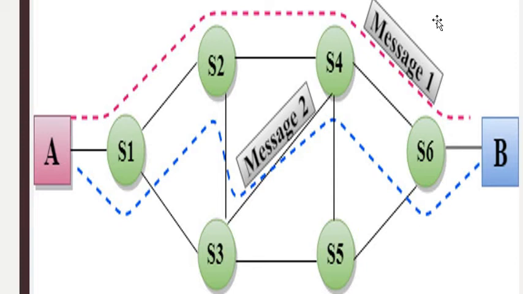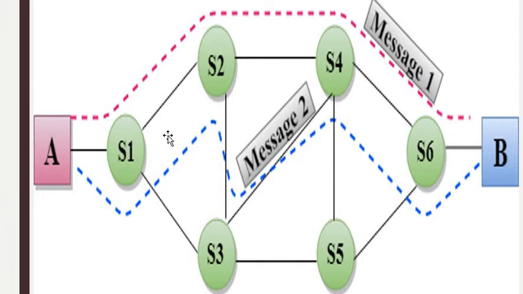As you can see, message 1 will travel through S1, S2, S4 and S6, while message 2 can travel from S1, S3, S4, S6. So each message can take its own way by deciding its best route. And at each and every node it passes, the intermediate node will store that message and then forward it to the next node.